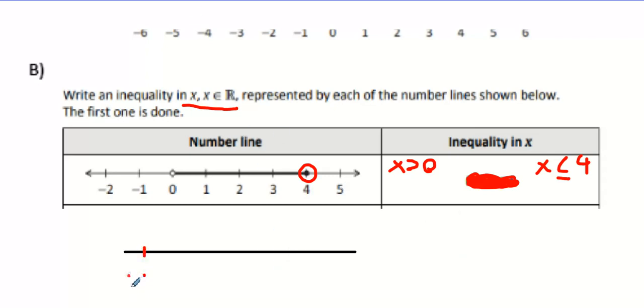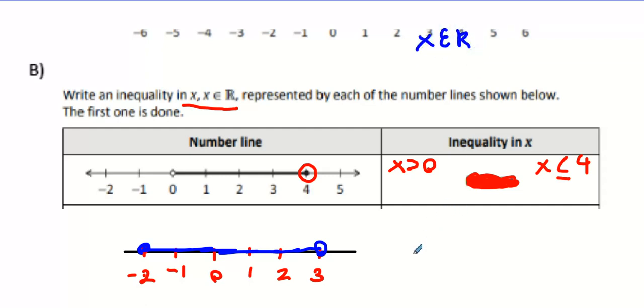-2 included. -1, 0, 1, 2, 3. Shaded in from here all the way to here. Okay, so what element is it again? Element R, Z, or N? R. Excellent.